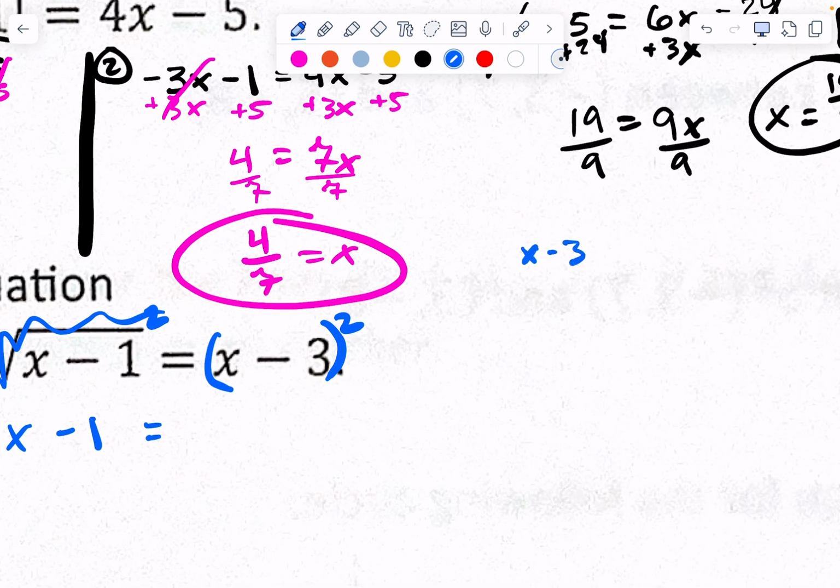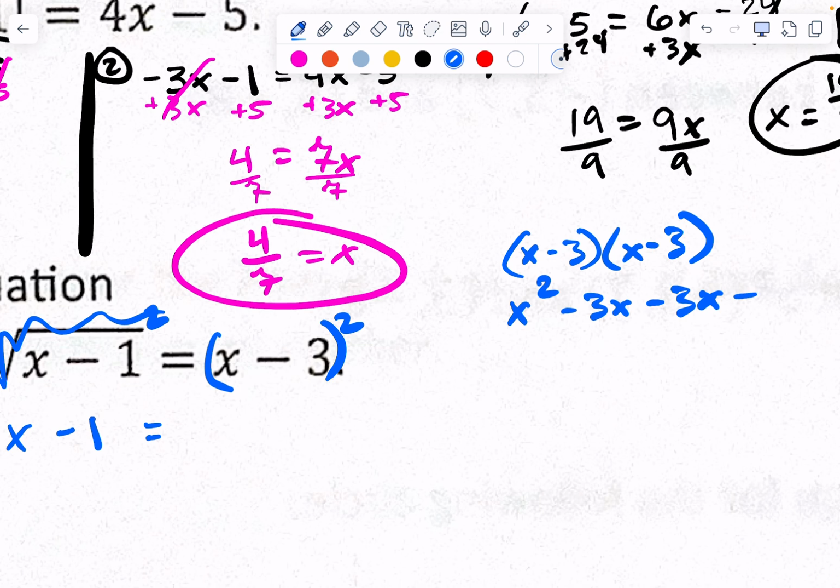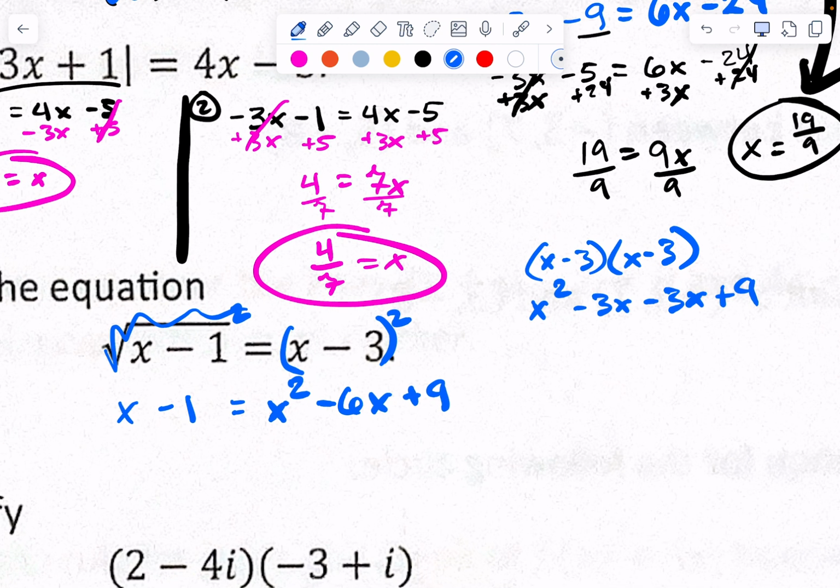So x minus 3 times x minus 3. x squared minus 3x minus another 3x plus 9, right? That's what FOIL is. Yep, you're fine. x squared minus 6x plus 9. If you can add those middle two pieces together in your head, you just go for it.